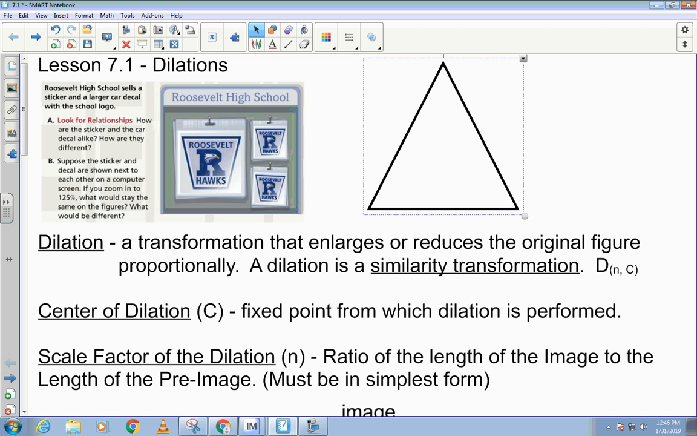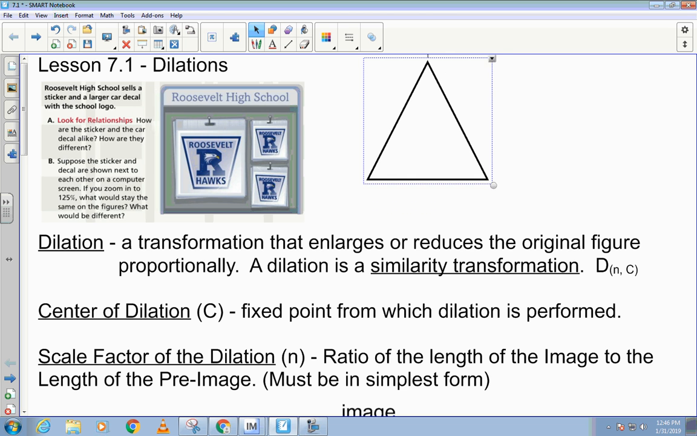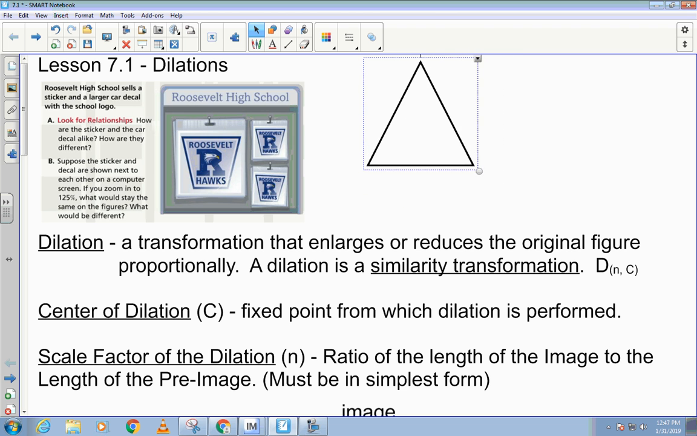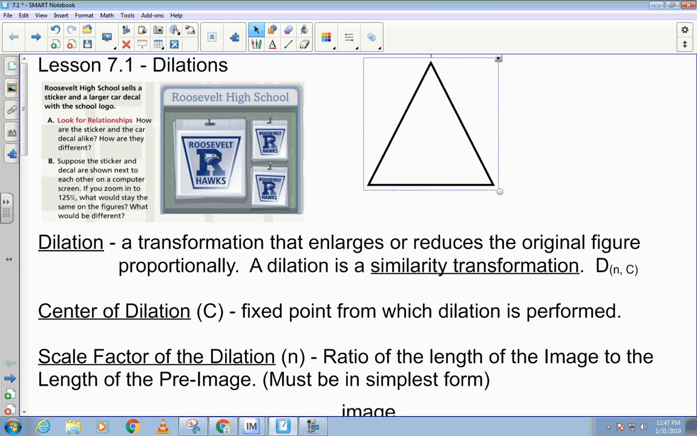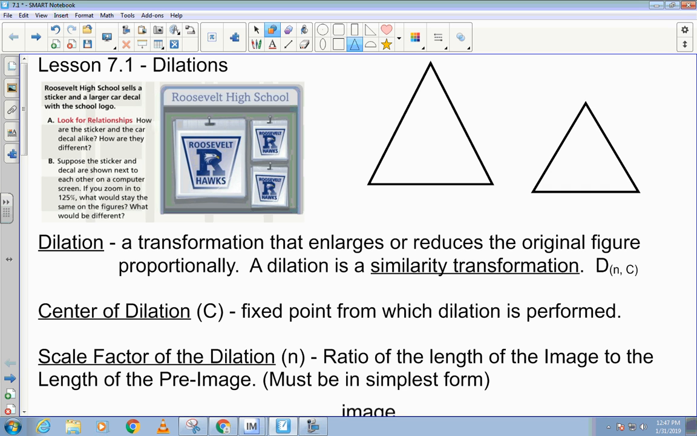Okay? But a lot of times when I cut and paste onto your notes and onto your assignment, I have to be careful how I reduce or enlarge, because if I do something like this, let me do another one. Okay, if I put this one in here, let's say I do that. When I shrink it or enlarge it, it distorts it, right? That's not considered a dilation, okay?